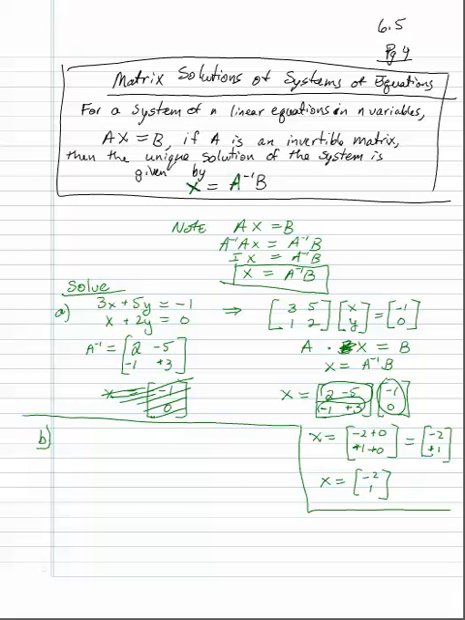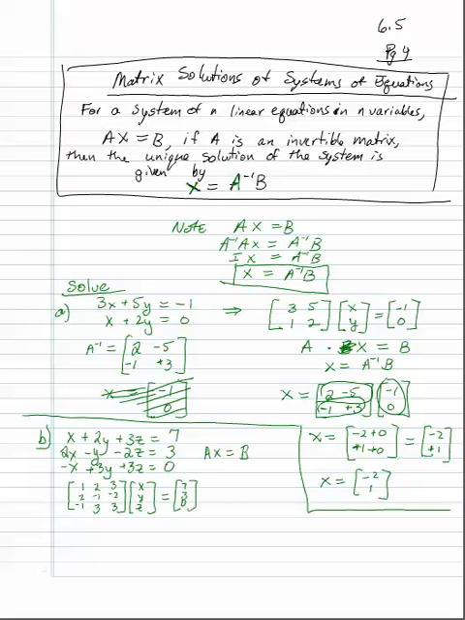Since we did all the work for B, let's try one of those. Okay, so we're going to do AX equals B. So we're going to write it like this: 1, 2, negative 1, 2, negative 1, 3, 3, negative 2, 3. A variable matrix x, y, z equals the constant matrix 7, 3, 0. And to solve it, x is going to be A inverse B.